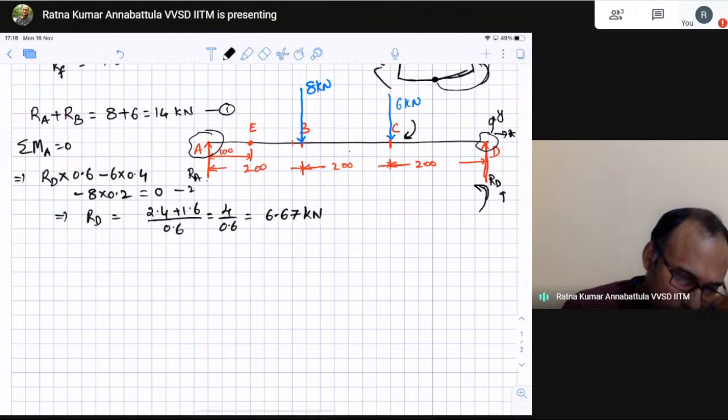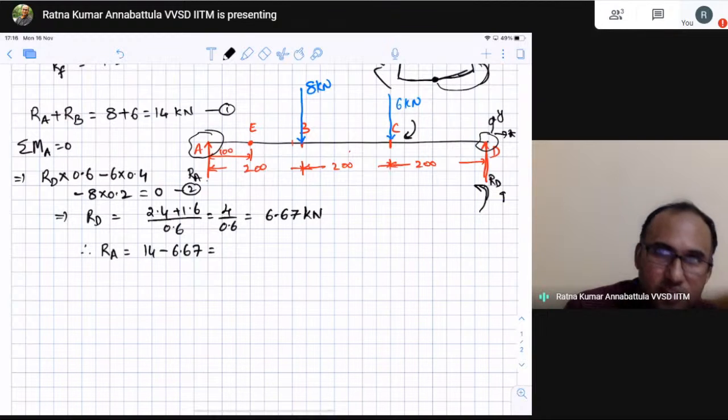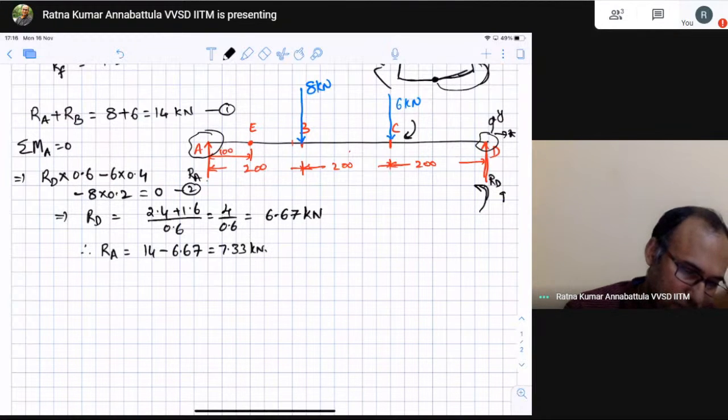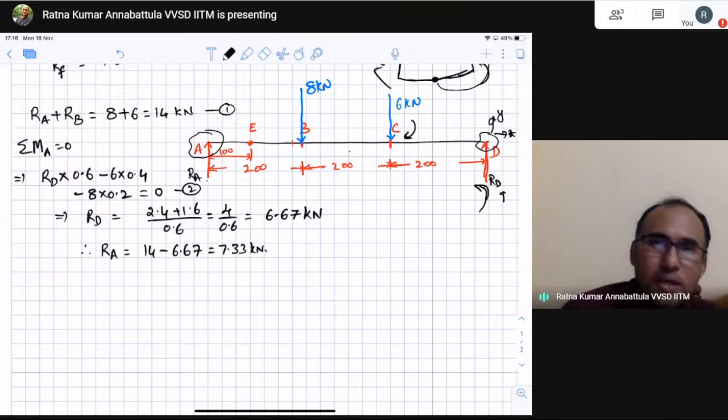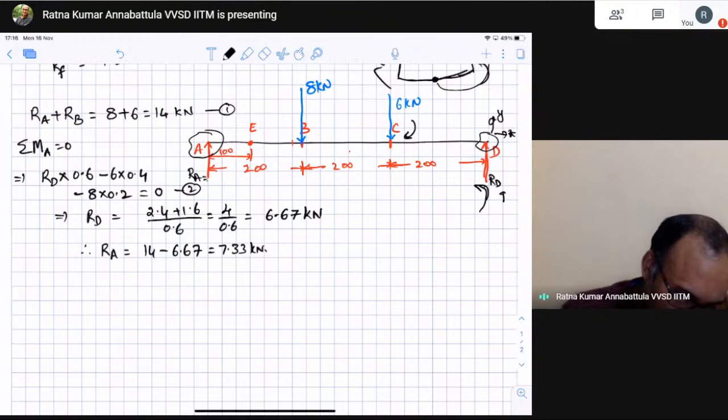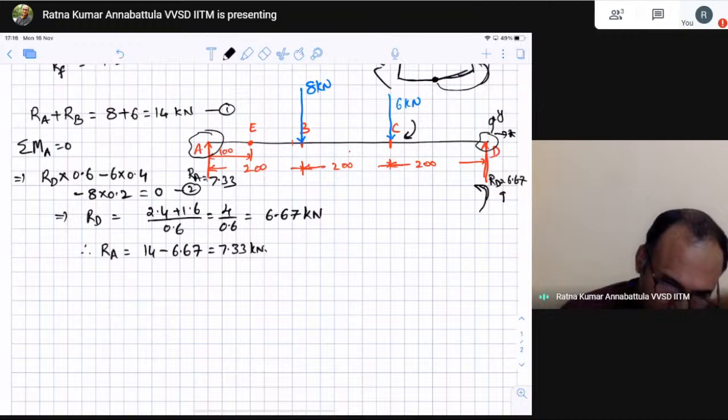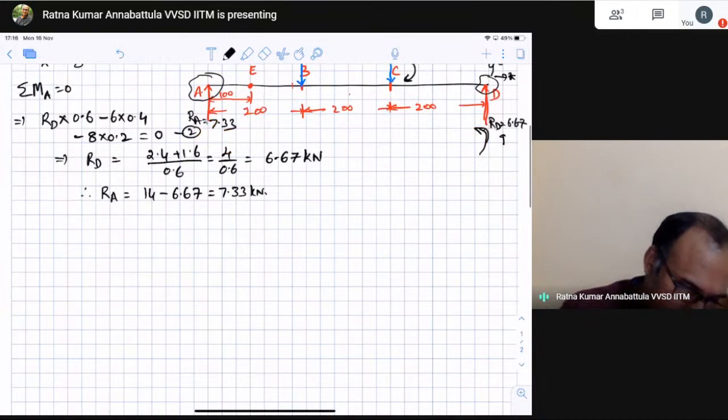Then using this equation, you found RD. Therefore, RA will be equal to 14 minus 6.67 kilonewtons, that is basically 7.33 kilonewtons. Correct? So this is your RA and RD. RA you know now, that is 7.33, and this is 6.67. And now let us draw the shear force and bending moment diagram.